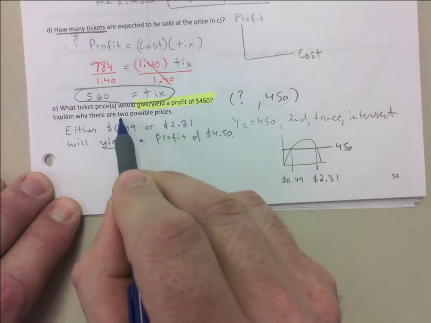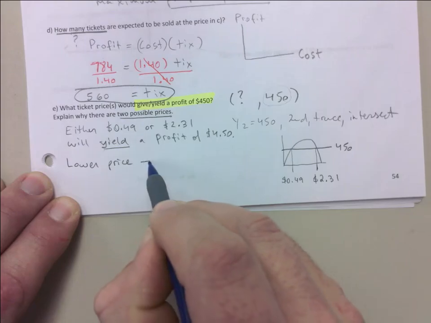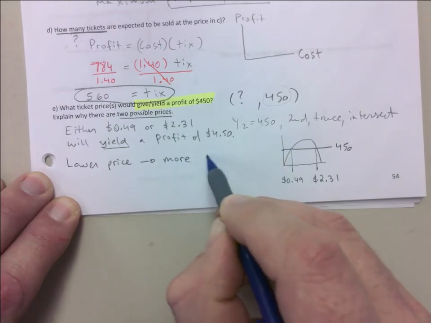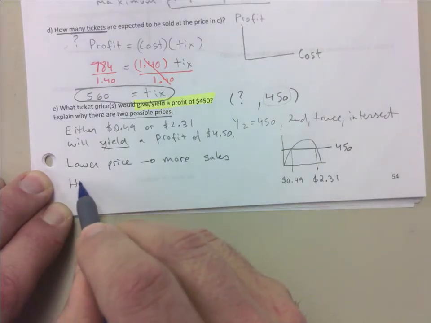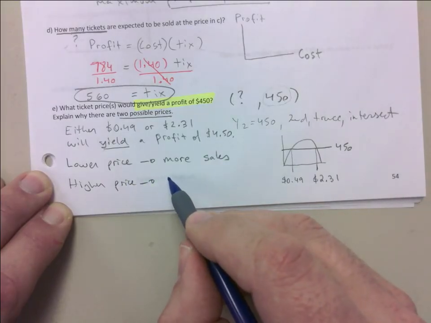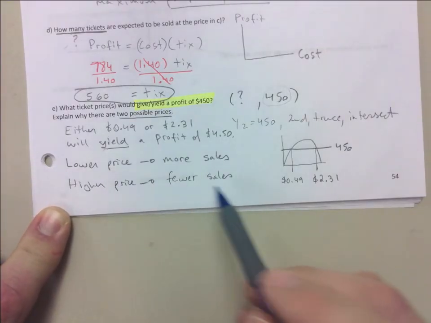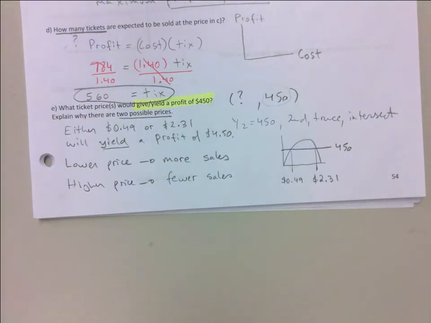But why are there two possible prices? I will just say this: lower price, more sales. Higher price results in fewer sales, but both of them arrive at the $450 profit, okay? So you decide what you want to do. You want your theater to be packed, charge less, be packed, or do you want to rather charge a bit more and not have as many people attend? That's a business decision you've got to make.